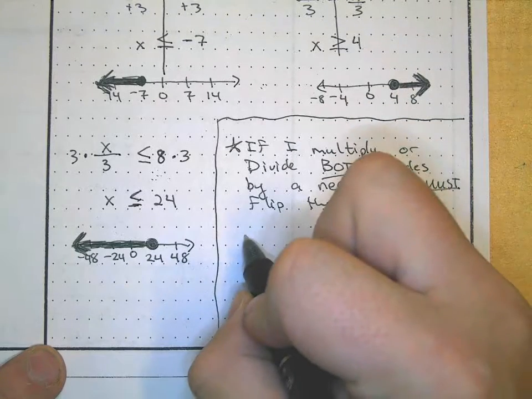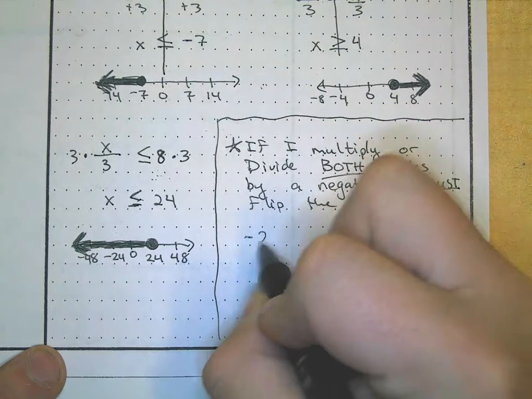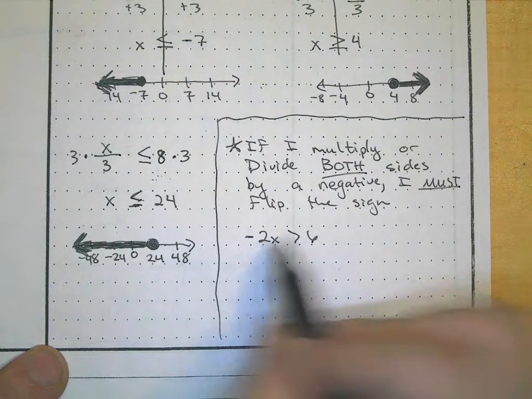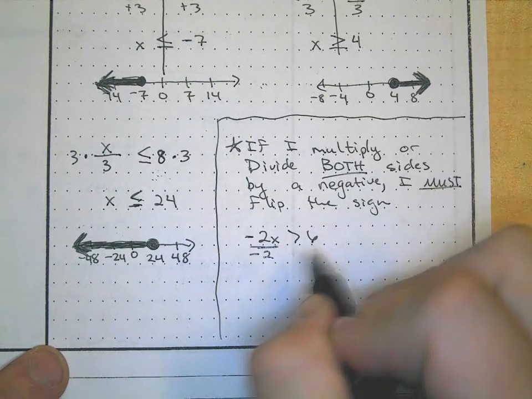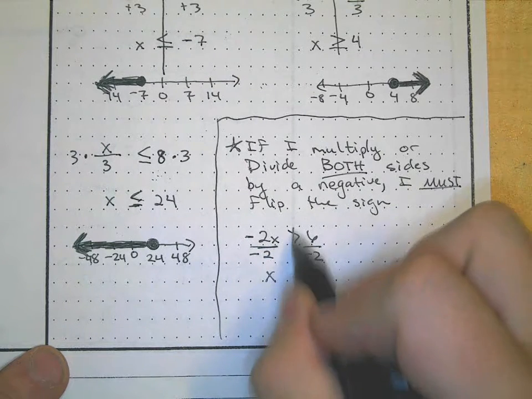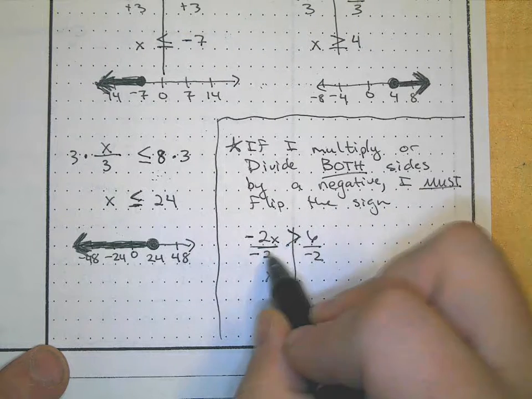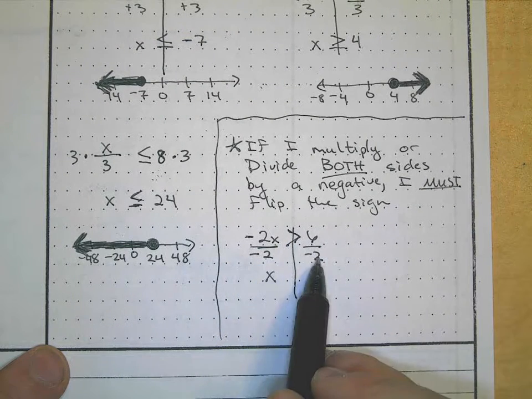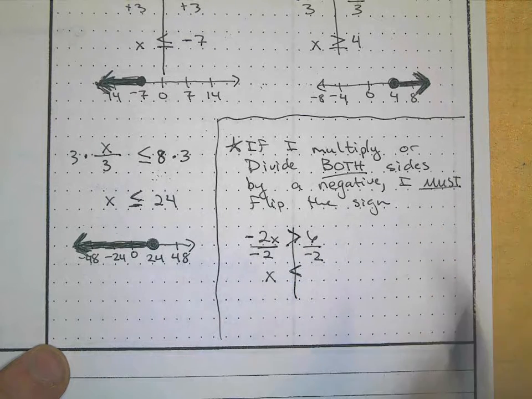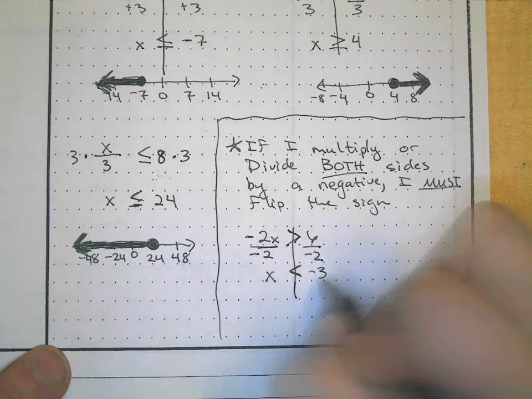So what that means is, say we have negative 2x is greater than 6. To get rid of that negative 2, I have to divide both sides by negative 2. And when I do that, my sign has to flip. So since it's greater than, now that I'm dividing both sides by the negative 2, I have to switch it, it becomes less than, and then I have negative 3.